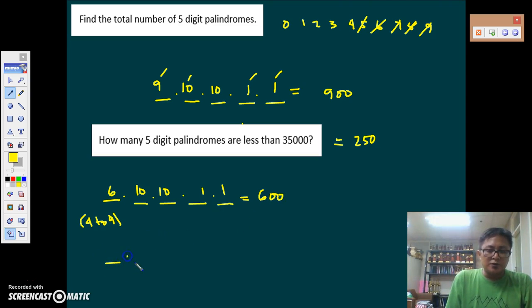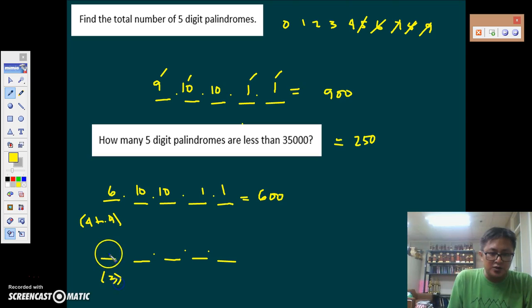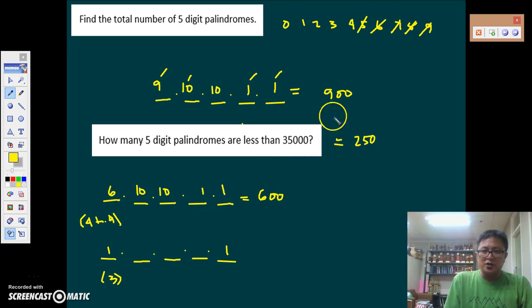Now for the palindrome that begins with 3, this spot here is taken by 3. Obviously, it's only 1. So for the spot of 3, 1 here. And then for the next digit, we can actually pick 5, 6, 7, 8, 9.